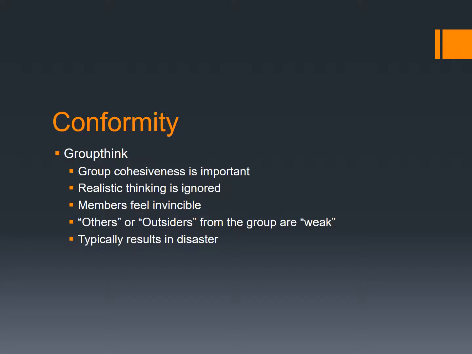Groupthink is a result of conformity and occurs when members of a group think that the cohesiveness of the group is more important than considering realistic facts. Members of the group typically feel invincible because they feel that they can do no wrong. They also view outsiders as stupid or weak. And this typically results in disastrous situations such as the Challenger disaster from the Reagan era or the Bay of Pigs invasion of Cuba during the Kennedy era.